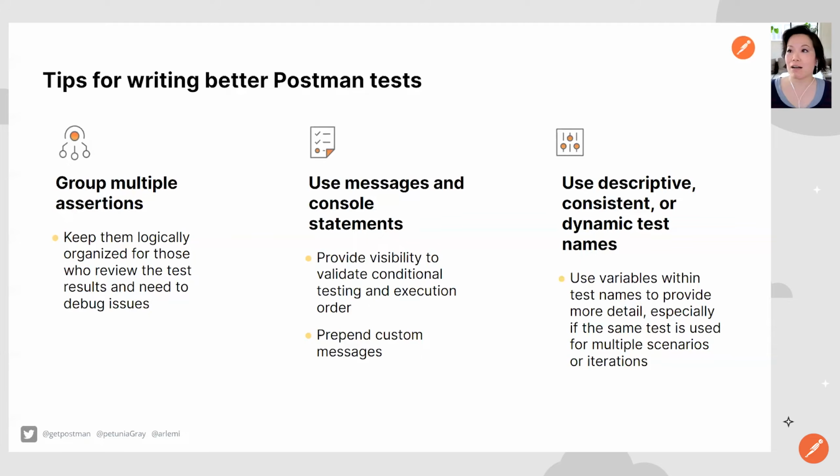Use messages and console statements. When Arlemy ran the collection runner, all of the tests passed, right? But when it fails, you want more visibility. So whether or not you're using dynamic test names or dynamic messages, there is a syntax in the Postman test syntax to prepend custom messages. Where you're expecting, you just add an optional parameter so that you can have a little prepended custom message in your log. So that's a trick to level up your messages for visibility.